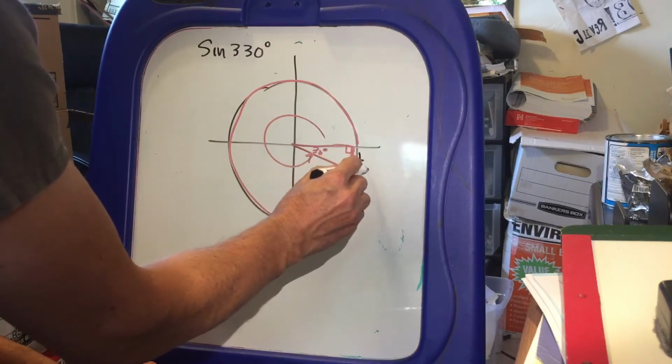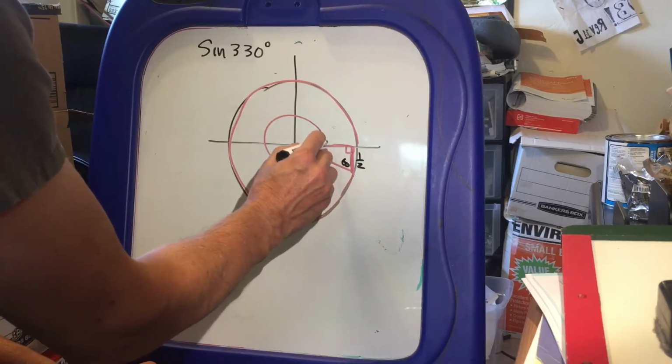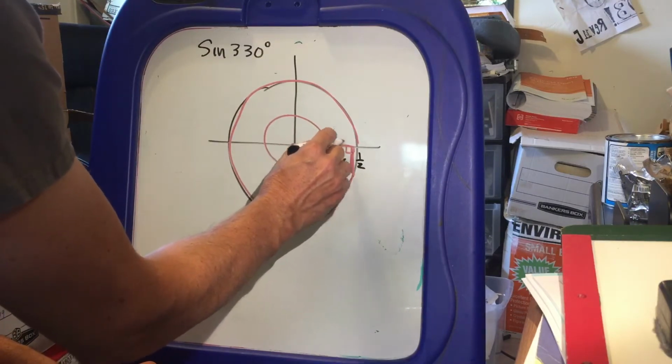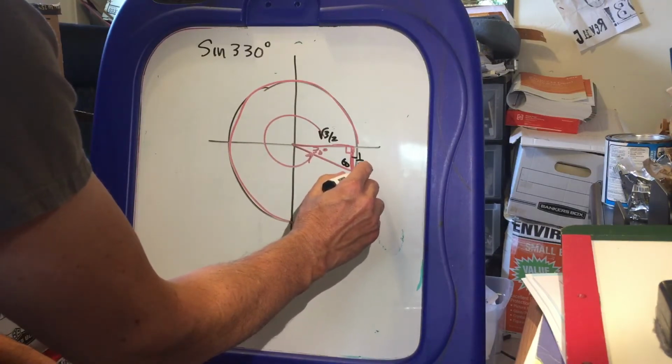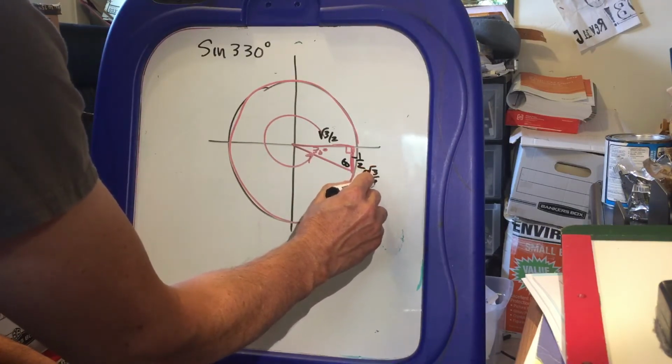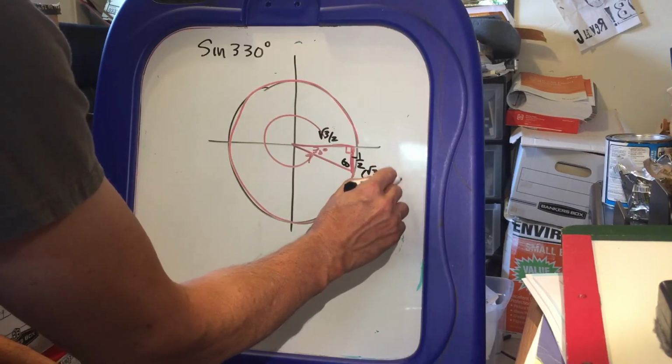Across from the 30 is 1/2, right? Across from the 60 is root 3 over 2. However, this is negative 1/2. So this coordinate would be root 3 over 2 for the x, negative 1/2 for the y.